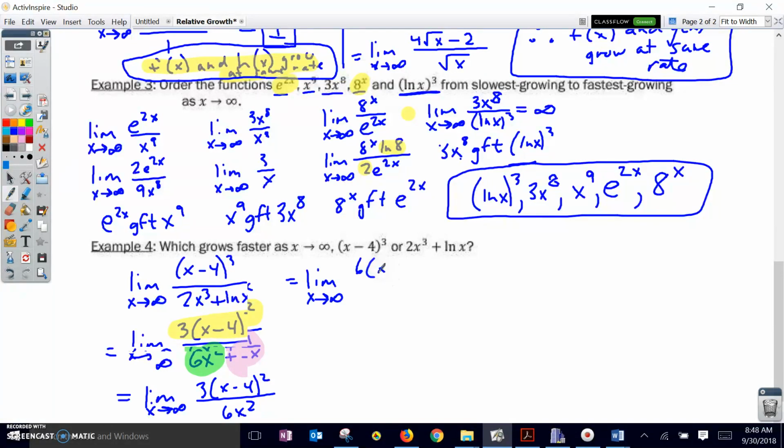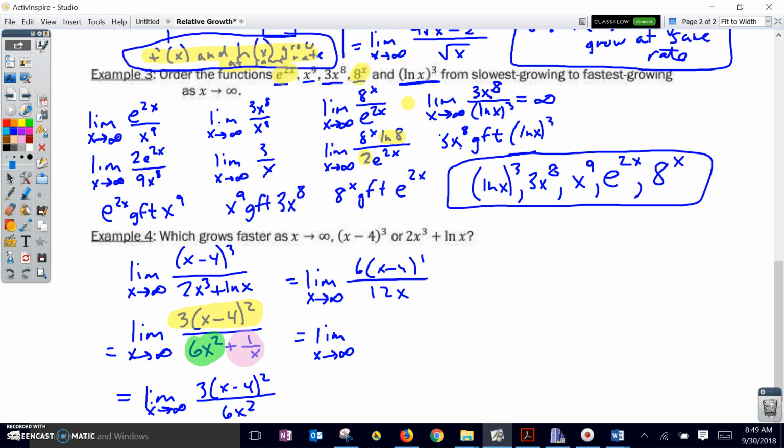And this becomes 6 times (x minus 4) to the first over 12x. And apply L'Hopital's rule one more time. That's still infinity over infinity. Apply L'Hopital's rule one more time. And we end up with 6 over 12. So this limit is 1/2. So which grows faster? They grow at the same rate because we got a finite non-zero value.